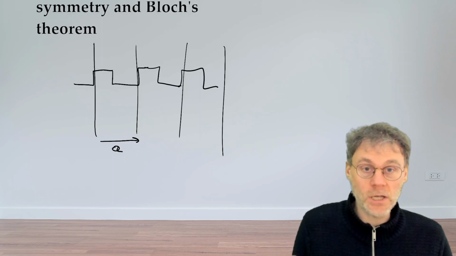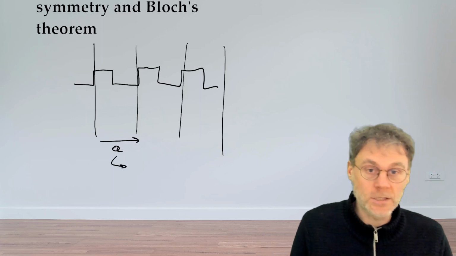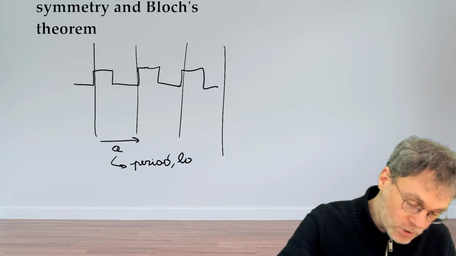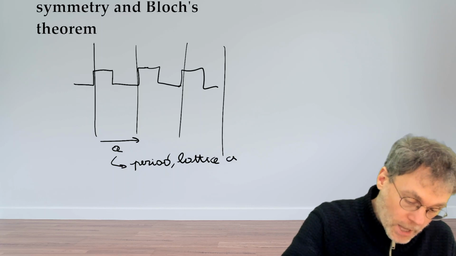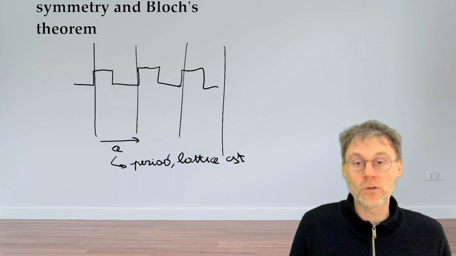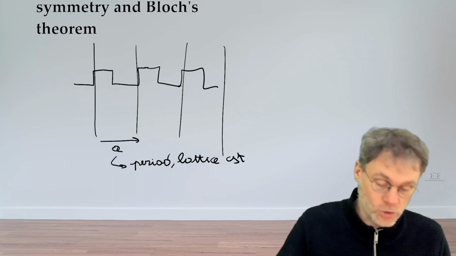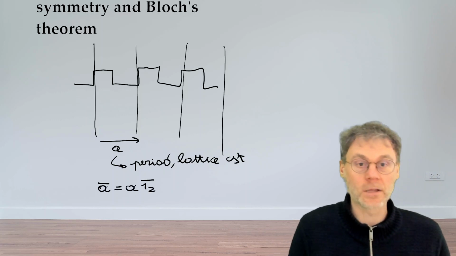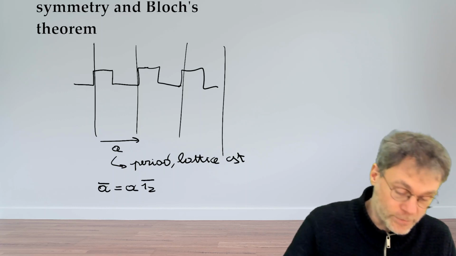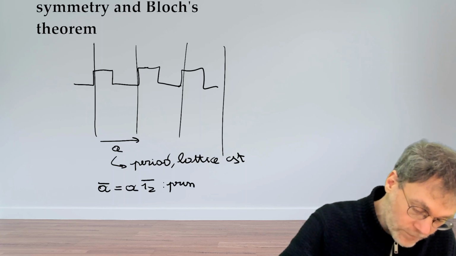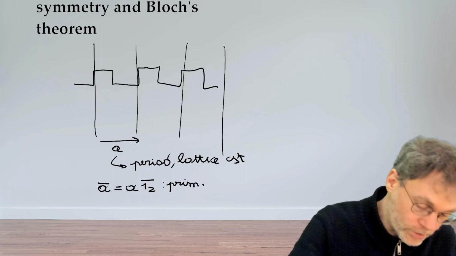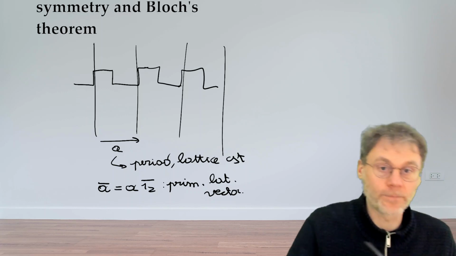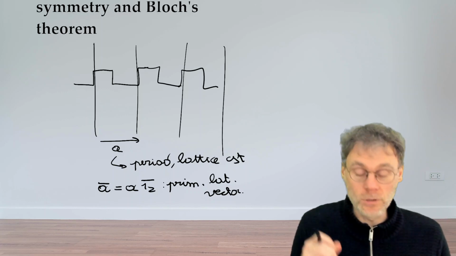So some terminology here. This distance here is sometimes called the period or the lattice constant. And you can also turn this into a vector if you want to take into account the direction over which you shift. And then you have a vector A, which is in our case, for example, something like this. And this is then called the primitive lattice vector if you have the shortest one over which you can move. So the primitive lattice vector. Okay. By the way, I use the term lattice here.